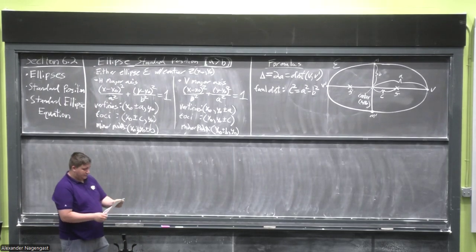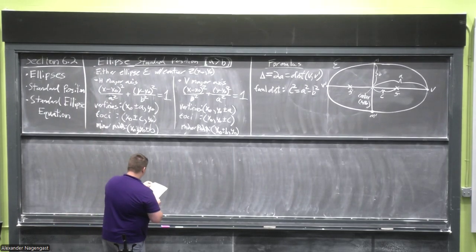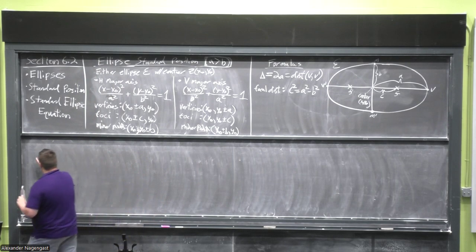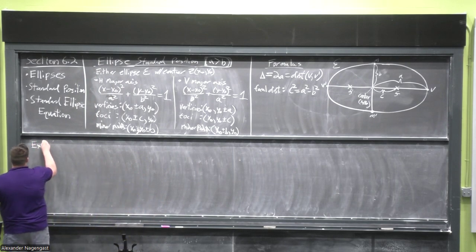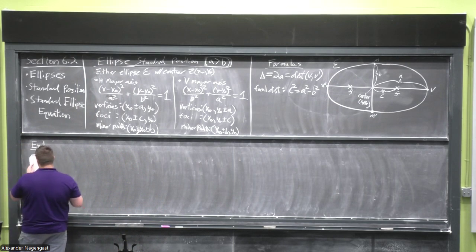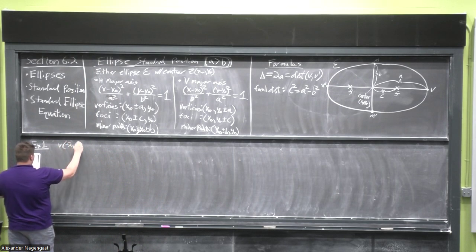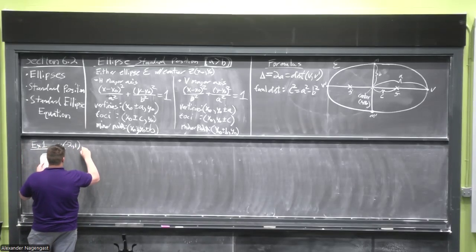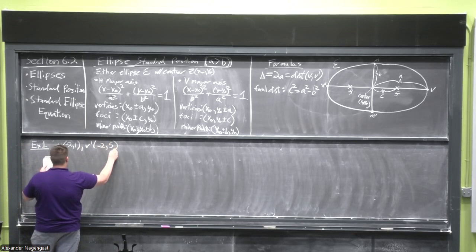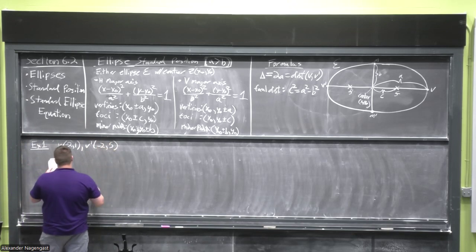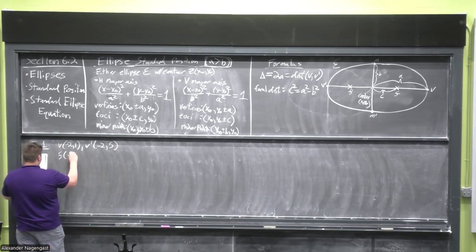So let's go over some questions. Example 1. Find the equation of the ellipse with the vertices V of -2, 1, V prime of -2, 5, and F of -2, 2, and that's all that we're given.